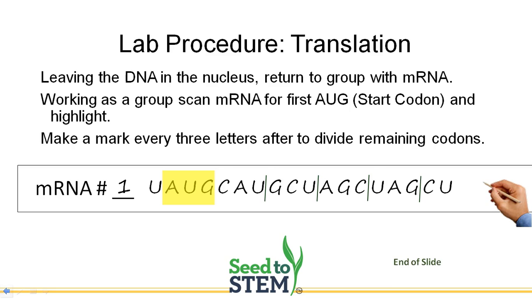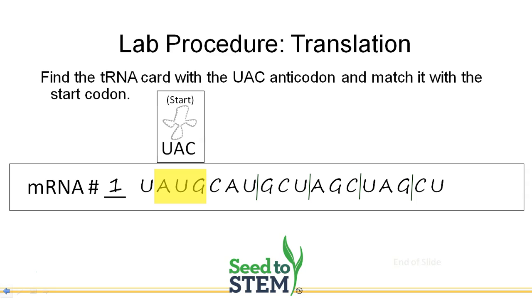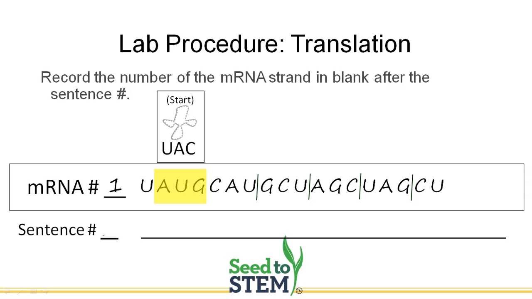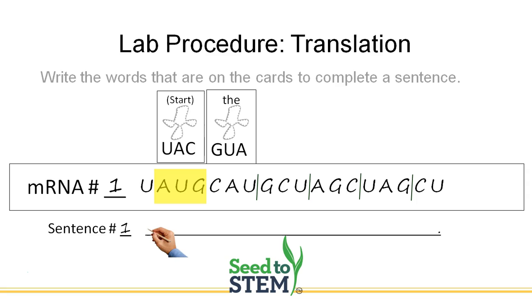Once they have found their start codon, they will need to find the tRNA card that contains the anticodon that complements AUG. A common mistake is to look for a tRNA card that has AUG on it, but it needs to be the complement of AUG. On their student record sheet, make sure the students record the number of the sentence that they are decoding. Then they need to locate the tRNA card that complements the next codon. The start codon does not code for the word start. It just indicates the beginning of the sentence, and the next word needs to begin with an uppercase letter.